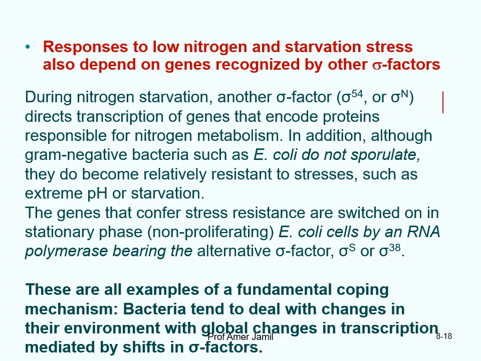In addition, although bacteria like E. coli, which are gram-negative, do not sporulate, they do become relatively resistant to stresses such as extreme pH and starvation. The genes that confer stress resistance are switched on in stationary phase, which is the non-proliferating stage of the E. coli cells, by RNA polymerases bearing sigma S or sigma 38. So all these examples are for the fundamental coping mechanism. Bacteria tend to deal with changes in their environment with global changes in transcription mediated by shifts in sigma factors.